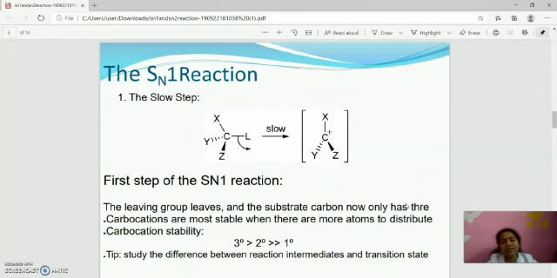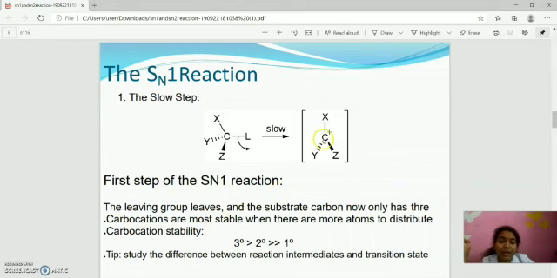So why is it known as unimolecular? Unimolecular means only one reactant. So I can explain that. Here you can see the first step is the slow step, isn't it? The slow step is the carbocation formation step. So the leaving group leaves, and the substrate carbon now has only three carbons. Carbocations are most stable when more atoms distribute the charge, which gives carbocation stability.